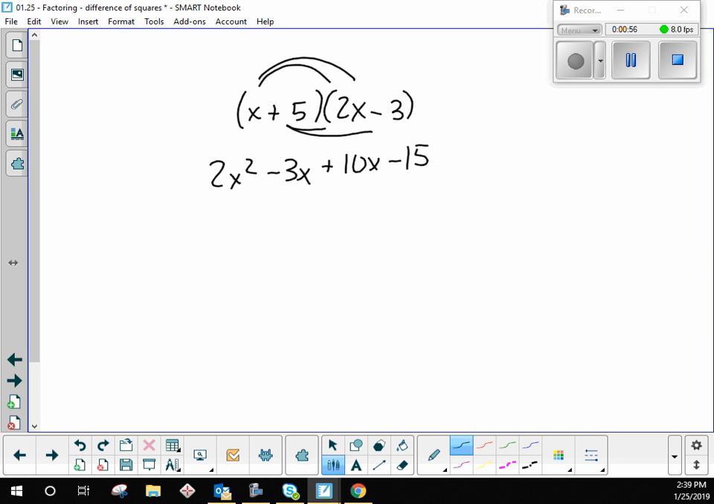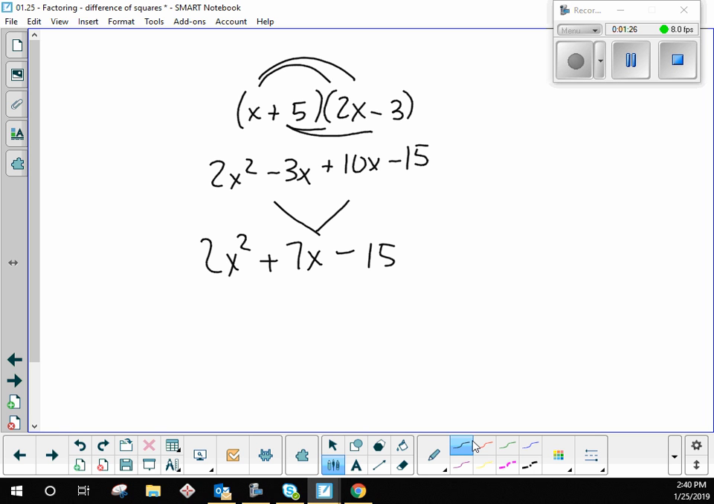Right, combine the two x's. This would give me 7x. And then I would have the 2x squared and the minus 15. What you're doing in the warm-up is this process just backwards, right? You're starting here, and up here, I got the 2x squared from doing 2x times that, right? And I got the negative 15 from the 5 times negative 3.